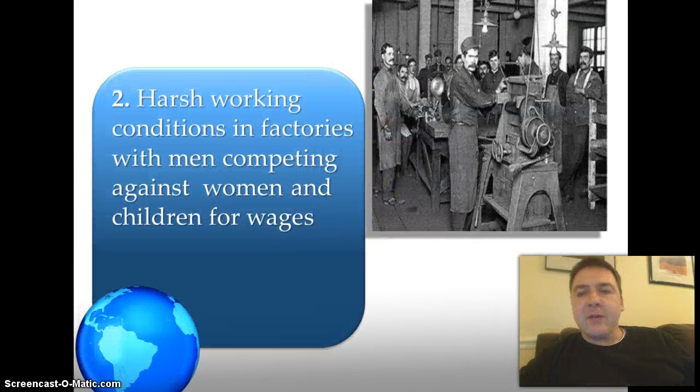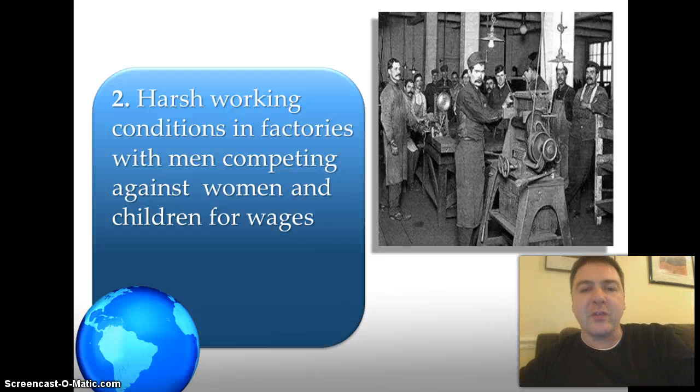Second piece of knowledge about the factory system is that the conditions were harsh. These were not pleasant working conditions in these factories. Factories in the 1800s had no central heating, no air conditioning, and not much thought given to the comfort and, more importantly, the safety of the employees.